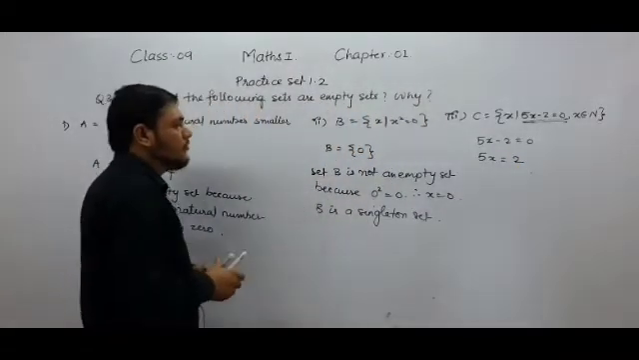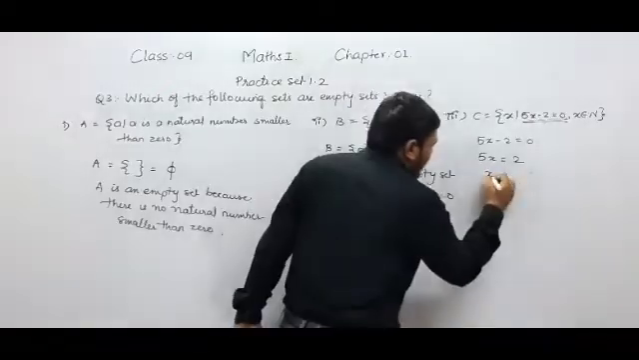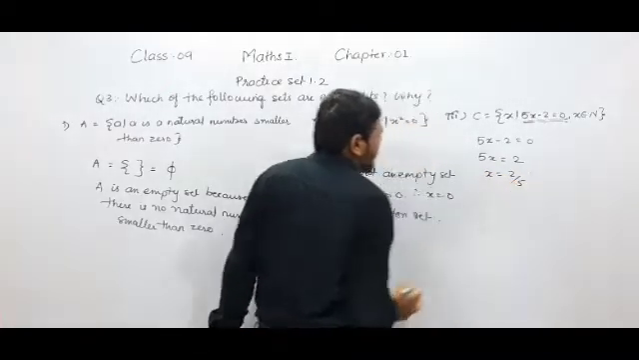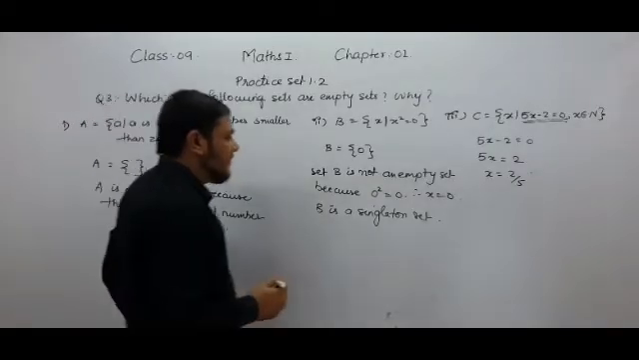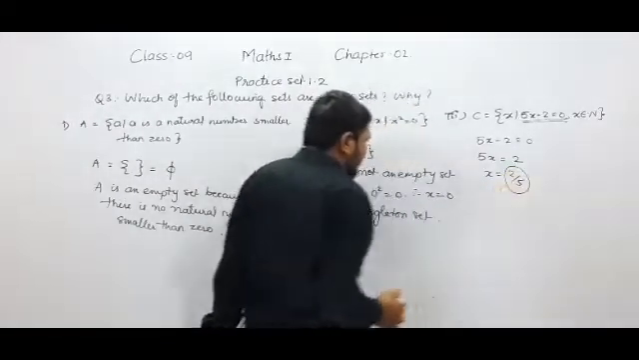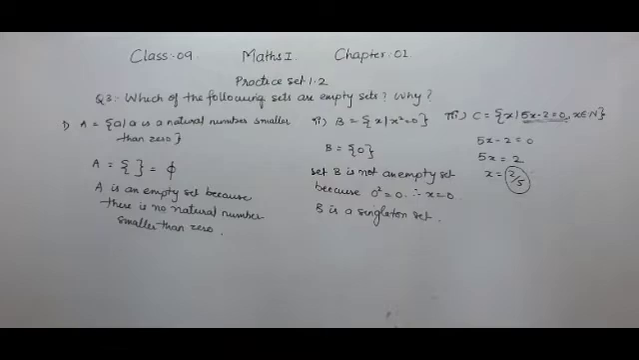So 5x equal to 2, we have to find the value of x. x equal to 2 upon 5. This 5 will go to this side in division. So x equal to 2 upon 5. So is 2 upon 5 a natural number?